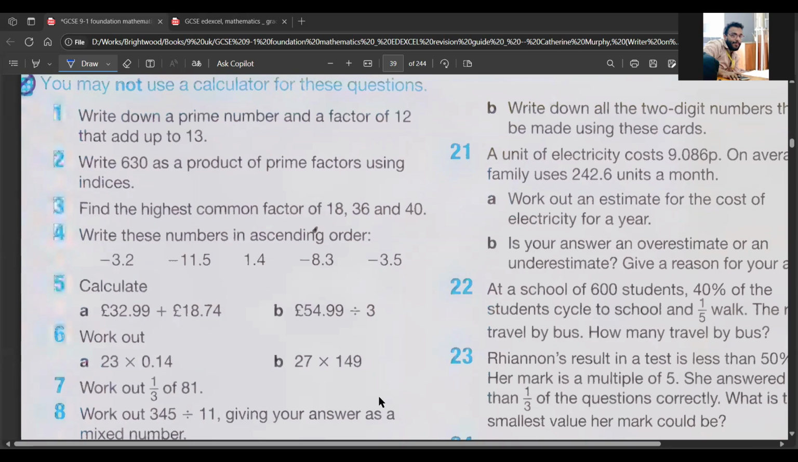What is the only prime number factor of 12? It should be 2 or 3. It can be 2, it can be 3. Other factors of 12 are 4, 6, something like that. When you add the factors of 12, they add up to 13. Okay, it's just asking for a prime number and a factor of 12. Yes, continue.